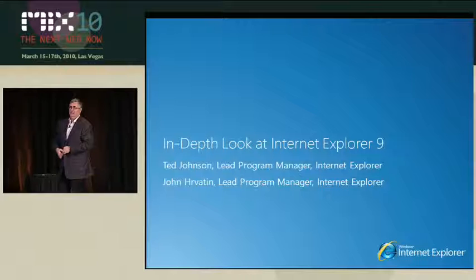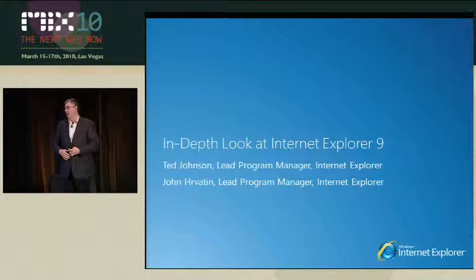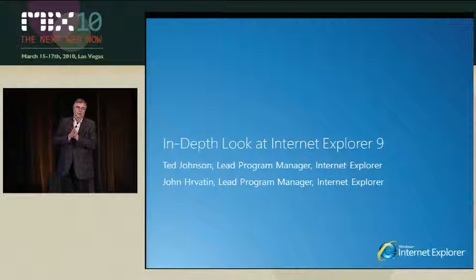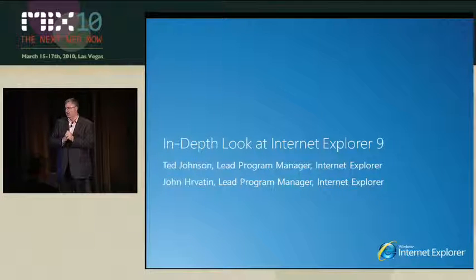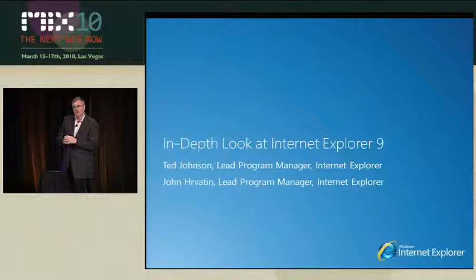We're here to talk more in depth today about IE9, and very happy to do so. We're going to go obviously deep into two of the areas. We're going to go deep into the DOM and the same markup programming, and go deep into the graphics. So we hope to do that.